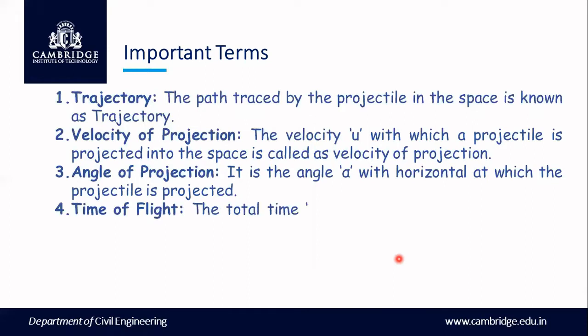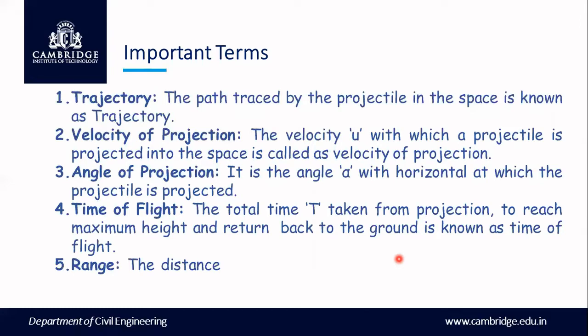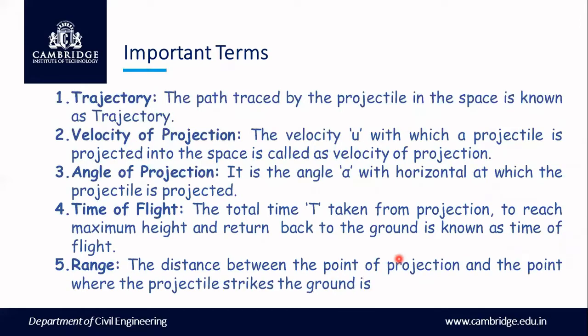Time of flight: the total time t taken from projection to reach maximum height and then return back to the ground is known as time of flight. So the total time taken by the projectile to travel from the starting point to the ending point is called time of flight. Range: the distance between the point of projection and the point where the projectile strikes the ground is known as the range. So the horizontal distance traveled by the projectile is known as the range.